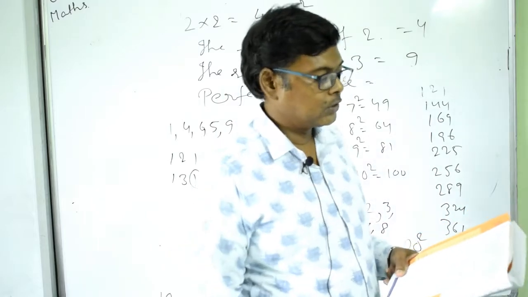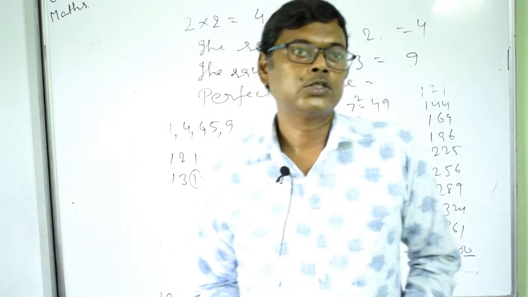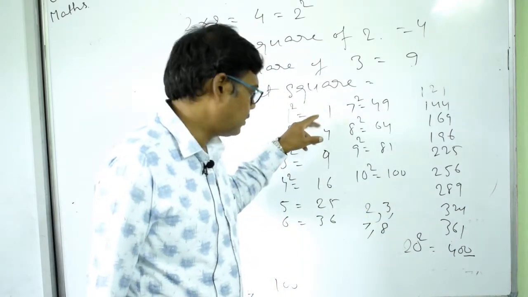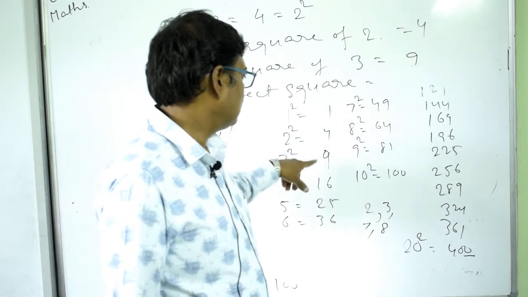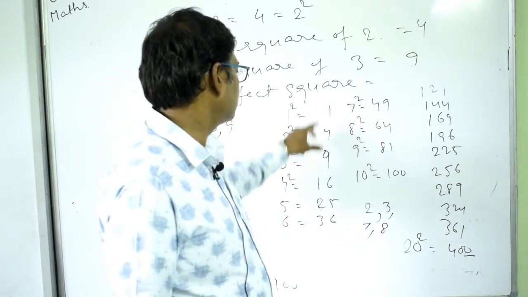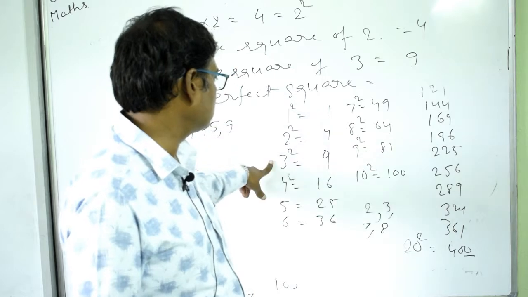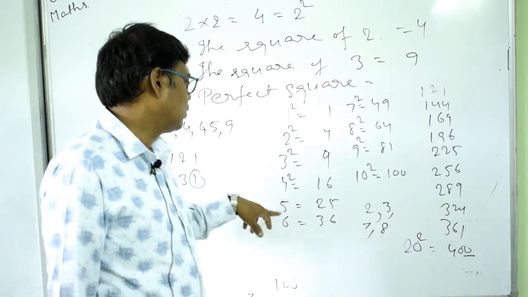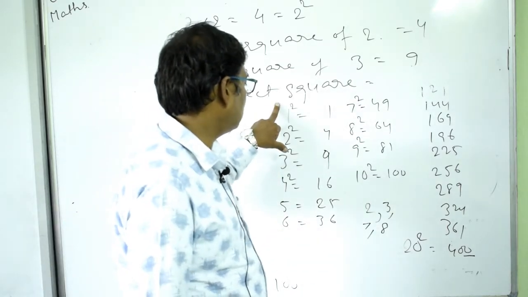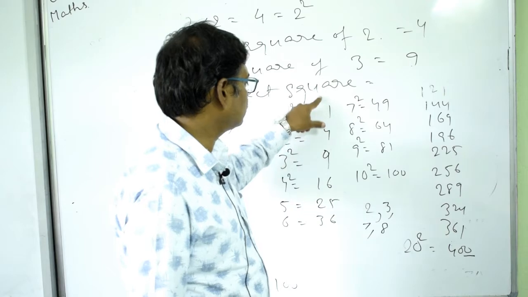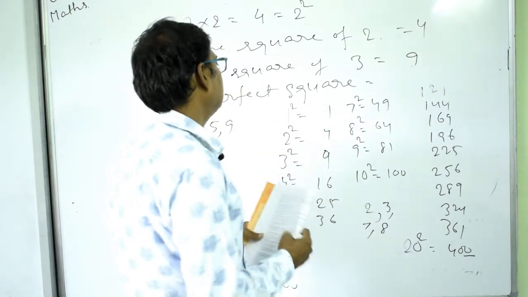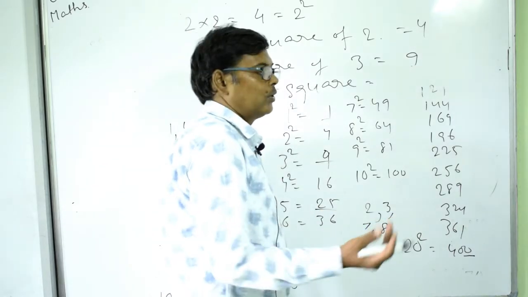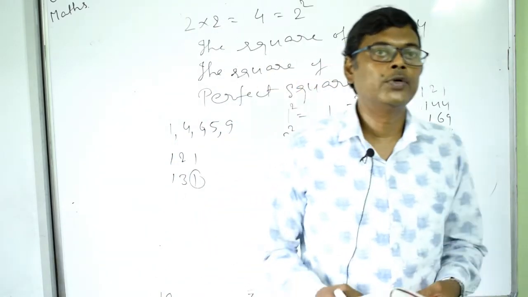The next one is that the square of an odd number is always an odd number. From the examples, the squares of 1, 3, and 5 are 1, 9, and 25. 1, 3, and 5 are odd numbers, and their squares 1, 9, and 25 are also odd numbers. So when you square an odd number, the answer is always an odd number.